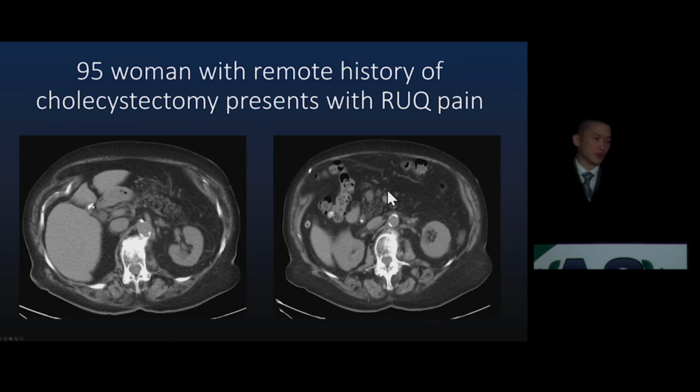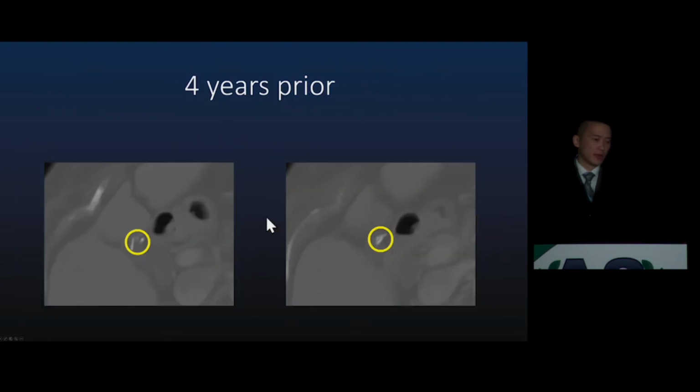So here's our patient with a remote history of cholecystectomy. In this case, we see three clips in the gallbladder fossa and an additional clip in the common duct. Here's the same patient from 4 years prior, where all four clips were seen in the gallbladder fossa at this time. No other clips were seen in this patient. So this is a migrated clip causing biliary colic.